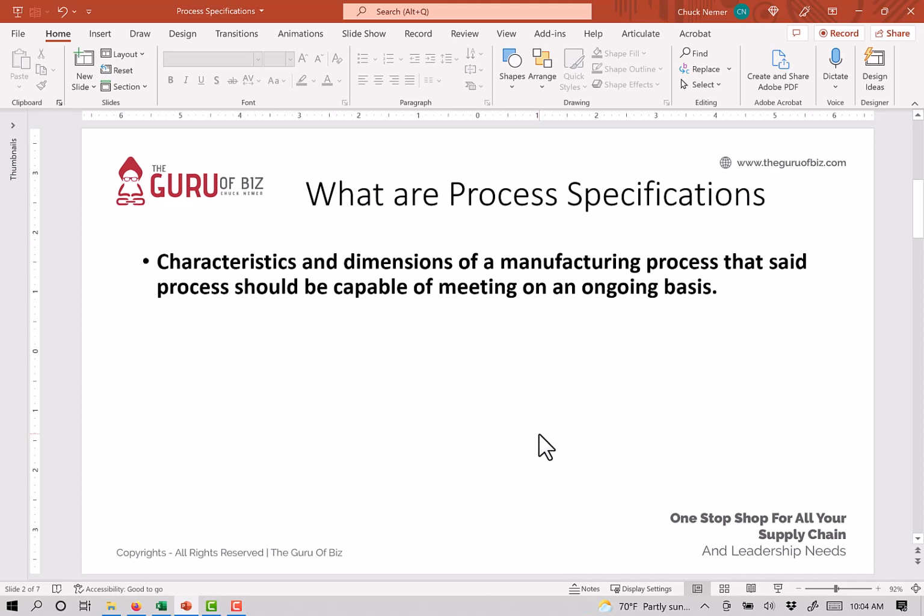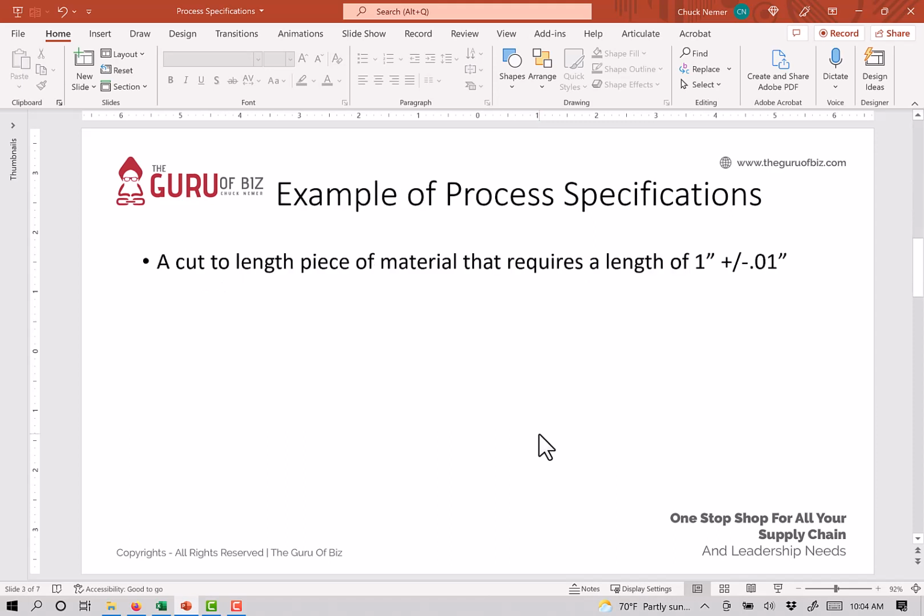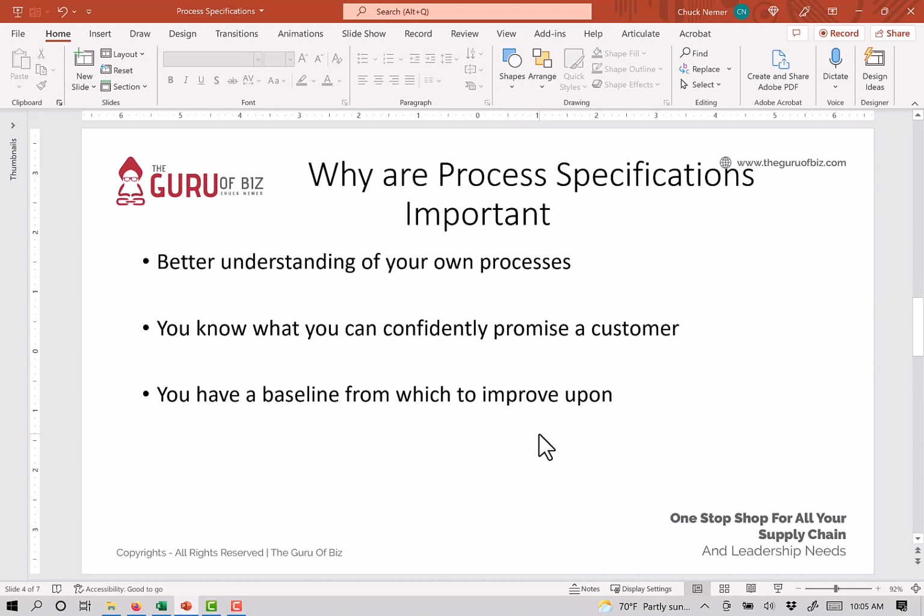And it's the characteristics, dimensions, and outputs of the process that we should be capable of meeting on an ongoing basis based on samples we've taken. So an example of a process specification would be a process that cuts metal to a 1-inch length, let's say. We take process samples, we measure them all, and we show that the process is capable, and capable will be something we talk about in another video, but the process would normally be able to cut to a length of 1 inch plus or minus 0.01 or 1/100th of a tolerance for normal variation.